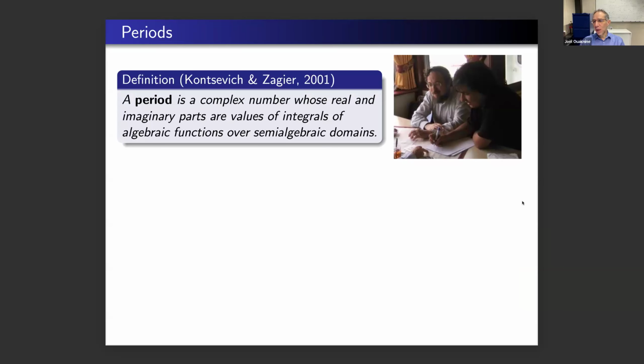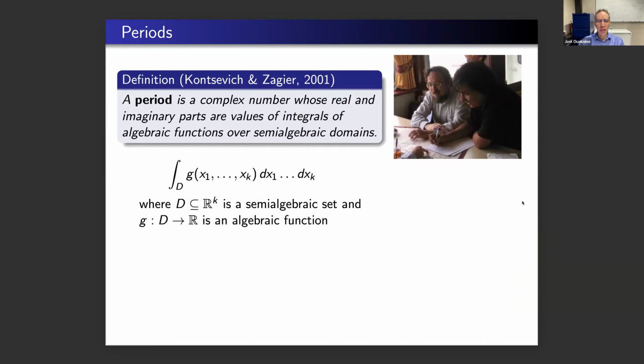There is a class for which we perhaps have a chance, and this is a class of periods. They were formally defined by Kontsevich and Zagier 25 years ago. So a period is a complex number whose real and imaginary parts are values of integrals of algebraic functions over semi-algebraic domains. So it looks like something like this. So D is a semi-algebraic domain. I won't say what this is. Just ignore it if you don't know what semi-algebraic sets are. And G is an algebraic function. So here's the period. That's the typical period.